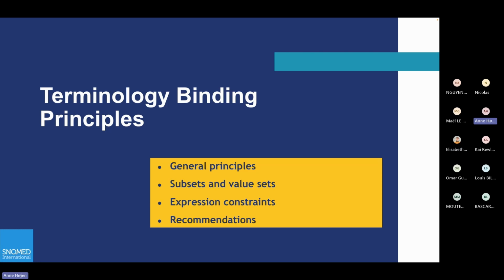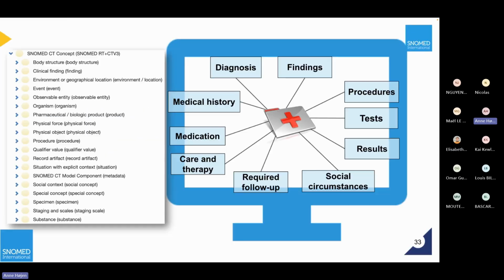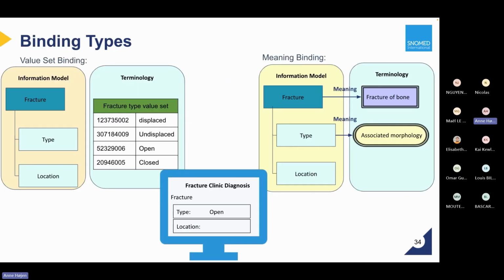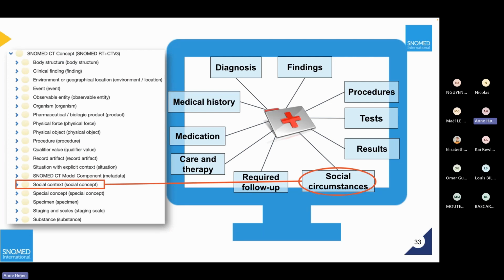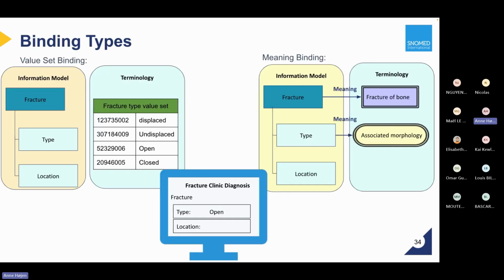I'll just continue. So let us look at some of the principles for terminology binding. We've seen this before, how the various hierarchies in SNOMED actually fit different types of information in the electronic health record. So when you perform terminology binding, there are really overall two types of bindings. You can create a value set binding and you can create a meaning binding. A value set binding is when you have a data element in your information model. So you can imagine a model for holding the information about a fracture.